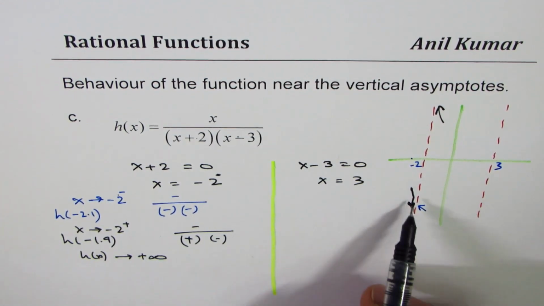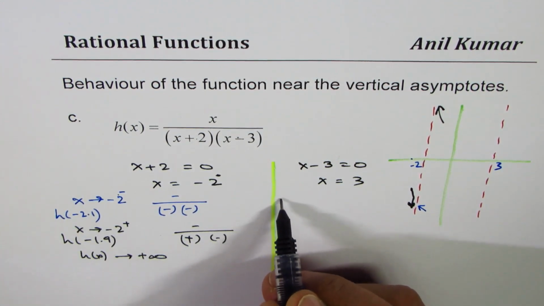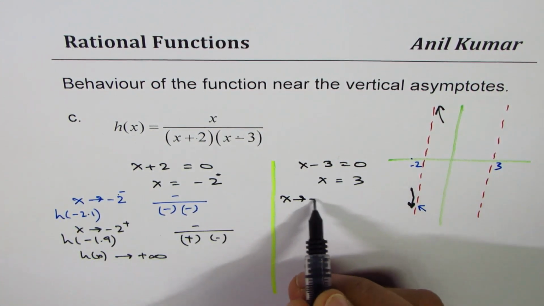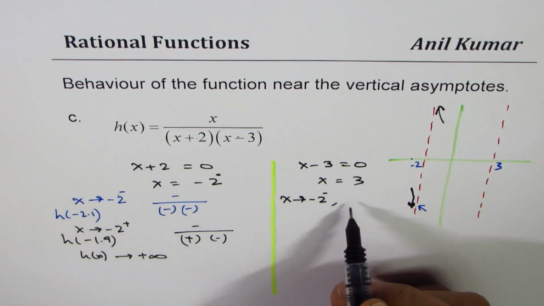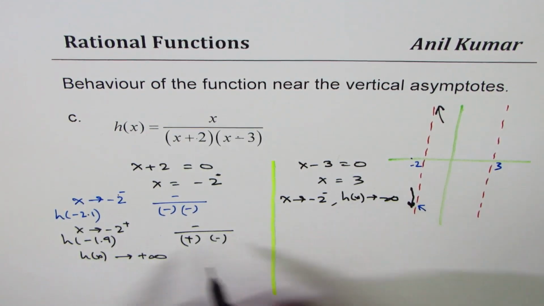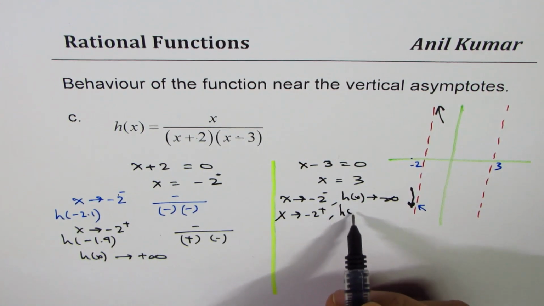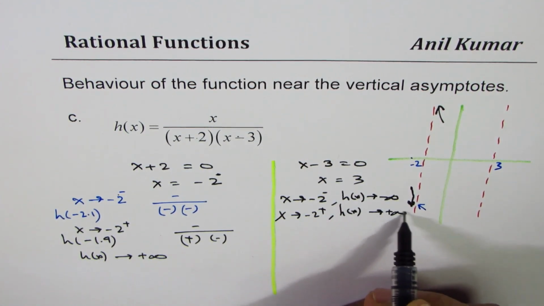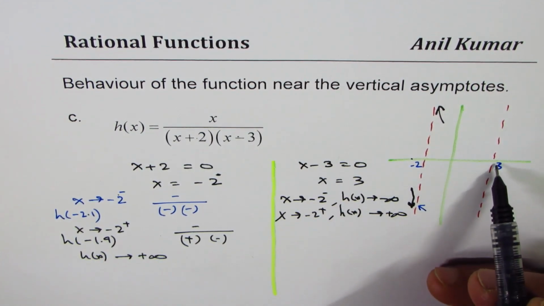So let me summarize what we have learned from here. When x approaches negative 2 from the left side, then h of x approaches negative infinity. When x approaches negative 2 from the right side, h of x approaches positive infinity. Correct? Now let's analyze behavior near 3.